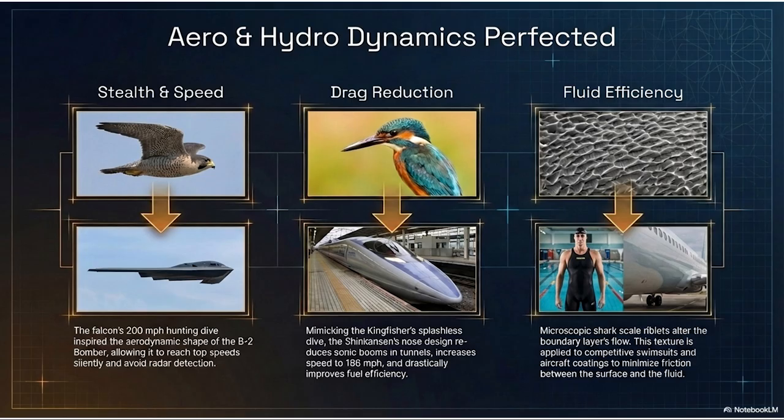Exactly. Radar detects objects by bouncing radio waves off of hard surfaces and turbulent wakes. By mimicking the swept shape and the tailless design of the falcon, the B-2 bomber cuts through the sky with an incredibly small radar signature. The military wanted stealth, and the falcon had already perfected it. That's a beautiful translation from biology to modern machinery.